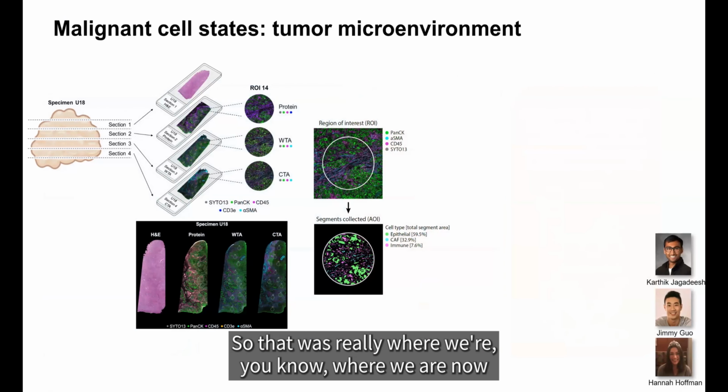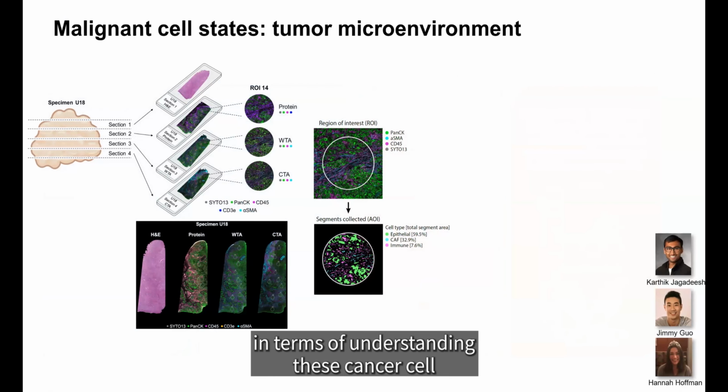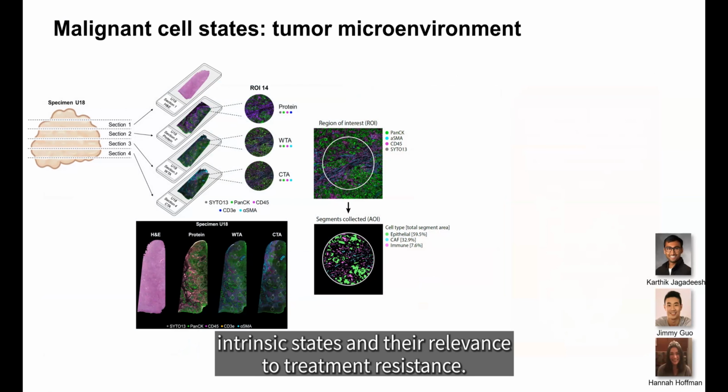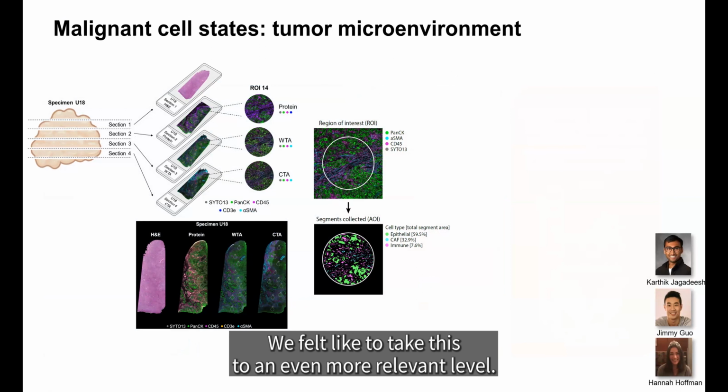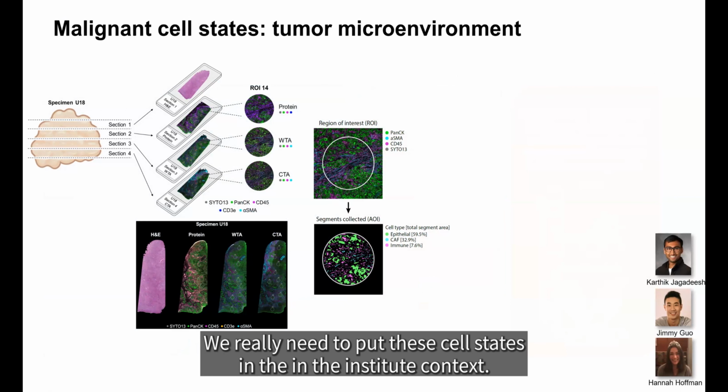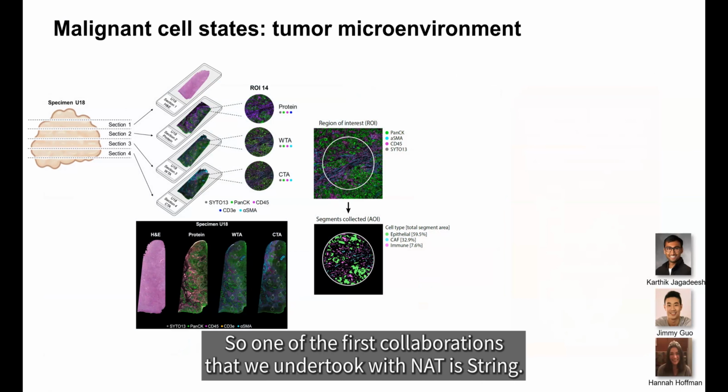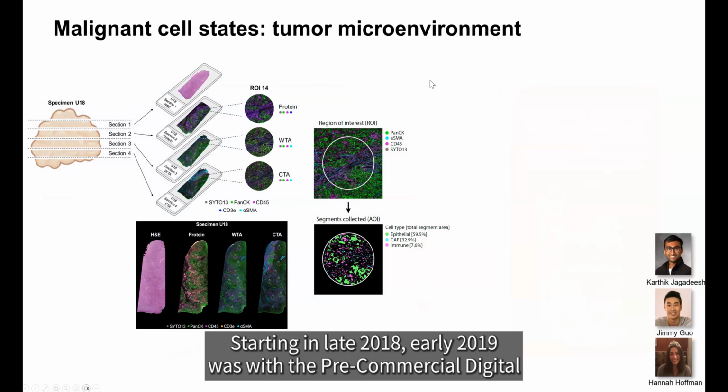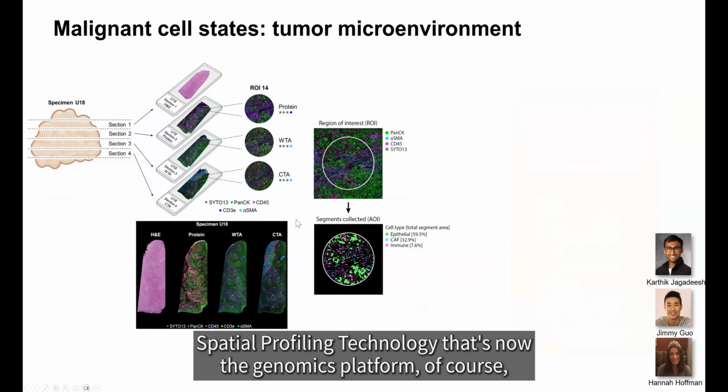So that was really where we are now in terms of understanding these cancer cell intrinsic states and their relevance to treatment resistance. We felt like to take this to an even more relevant level, we really needed to put these cell states in the in situ context. So one of the first collaborations that we undertook with NanoString, starting in late 2018, early 2019, was with the pre-commercial digital spatial profiling technology that's now the GeoMx platform, of course.